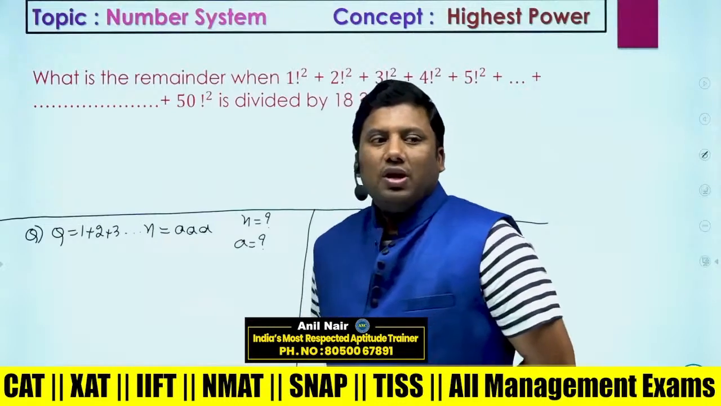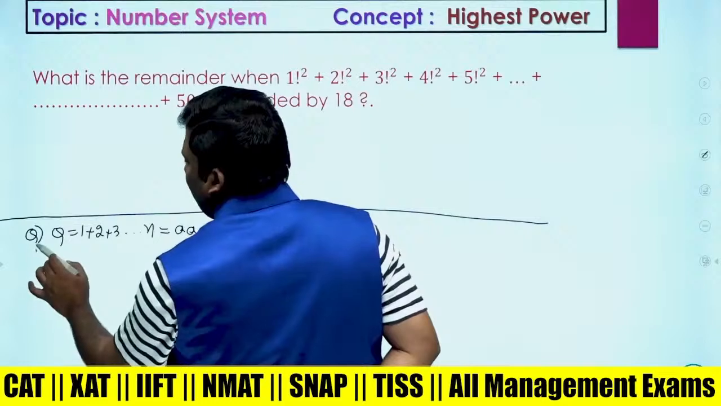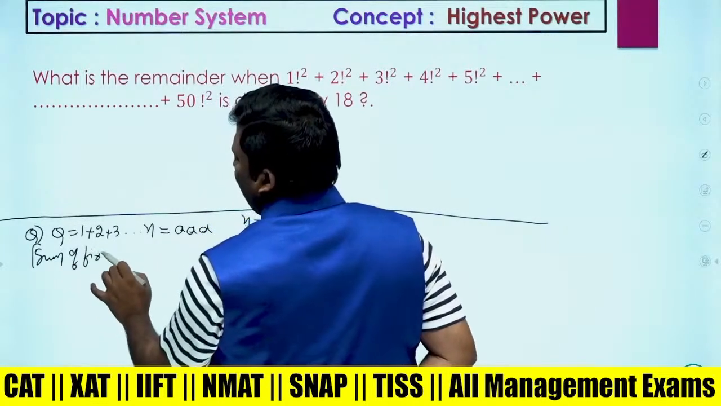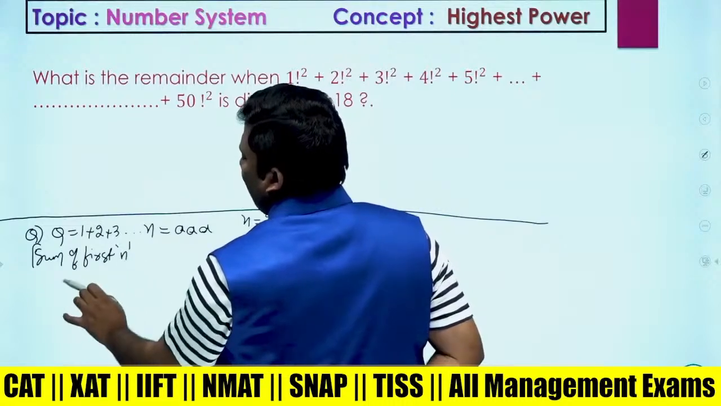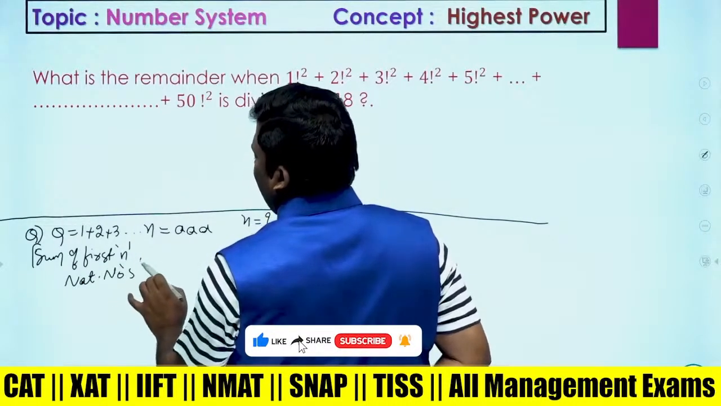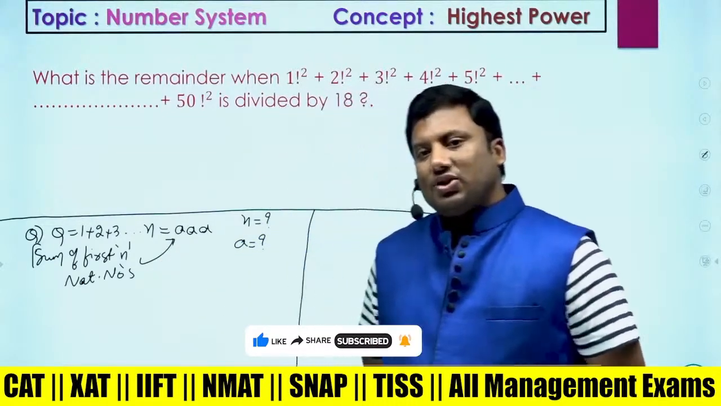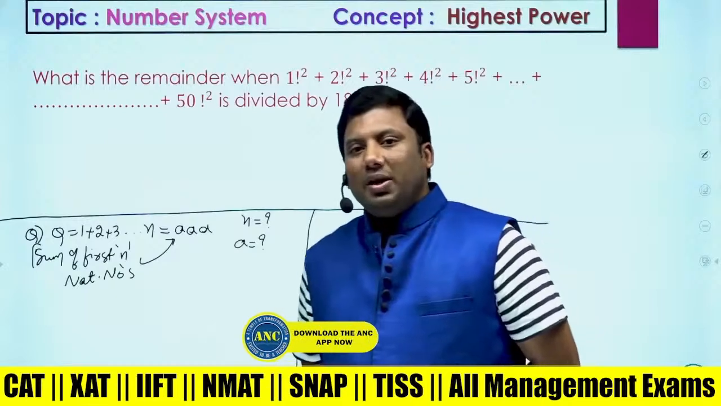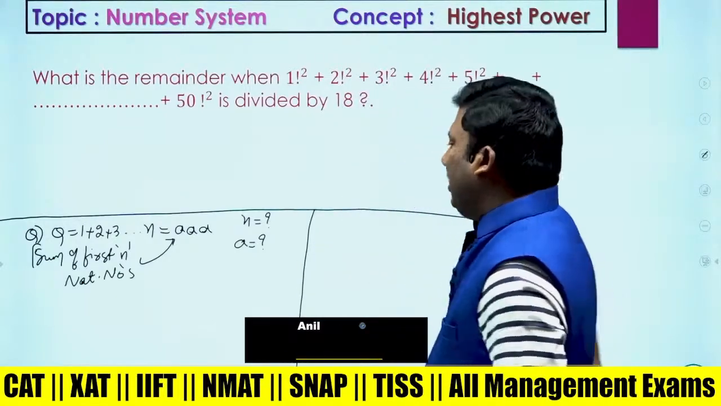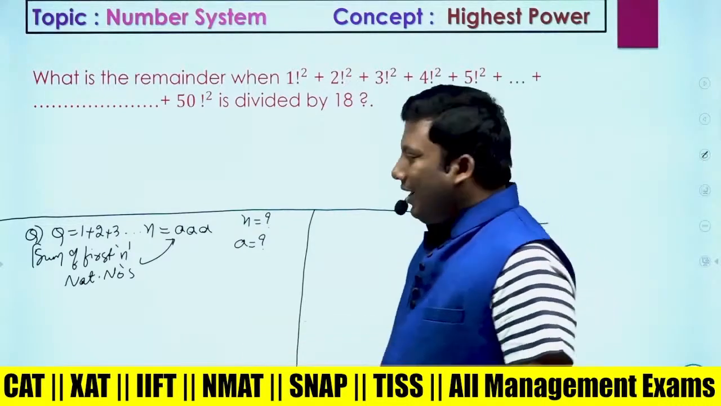Q is equivalent to the sum of the first n natural numbers, starting from 1. It is a 3-digit number where all the digits are equal. Sum of the first n natural numbers is a 3-digit number where all the digits are equal. Find A and find n.